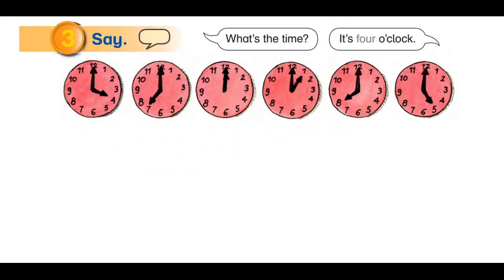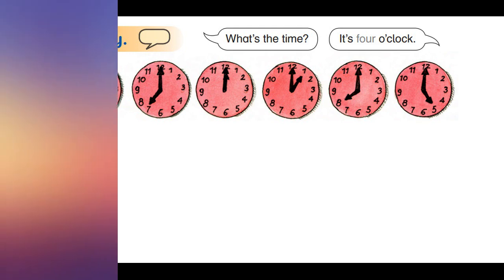3. Say. What's the time? It's 4 o'clock. What's the time? It's 7 o'clock. What's the time? It's 12 o'clock. What's the time? It's 1 o'clock. What's the time? It's 8 o'clock. What's the time? It's 5 o'clock.